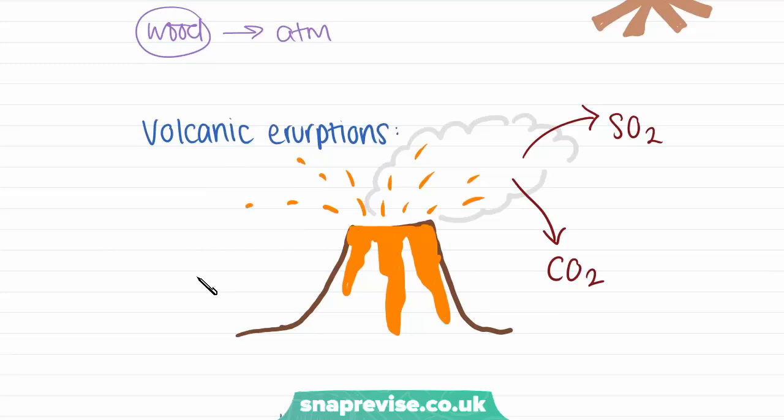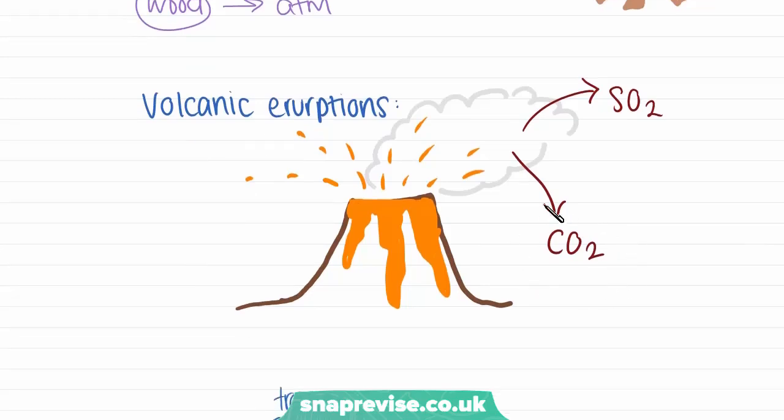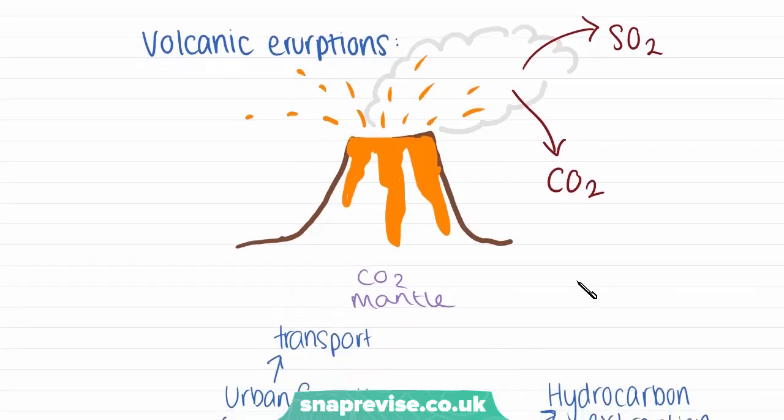As I mentioned before, carbon dioxide is also released back into the atmosphere through volcanic eruptions, and this is because CO2 is stored in the mantle of the Earth, and at volcanic eruptions, the magma within the mantle is rising up through the crust, and CO2 is emitted by volcanoes back into the atmosphere.